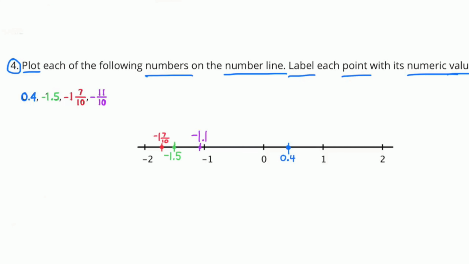Just to the left of the 0, or left to negative 1, is negative 1 and 1/10. That's the next largest number out of the group. To the left of negative 1 and 1/10 is negative 1 and 5/10. And then finally, between negative 1 and 5/10 and negative 2 is negative 1 and 7/10.